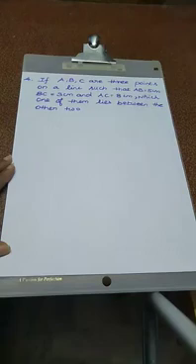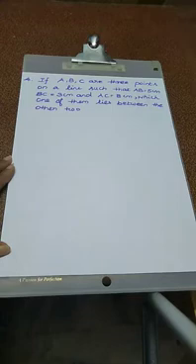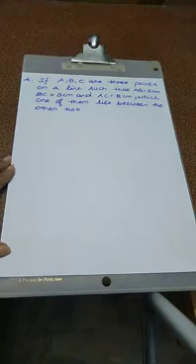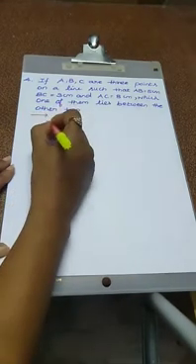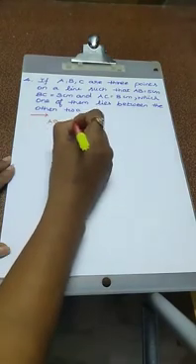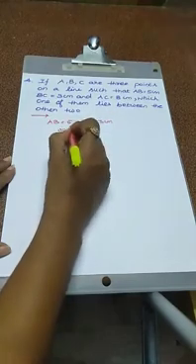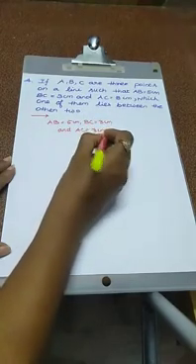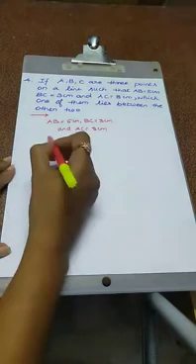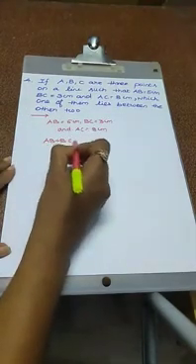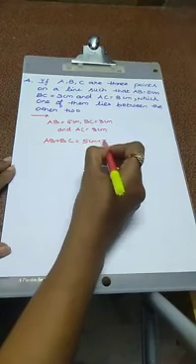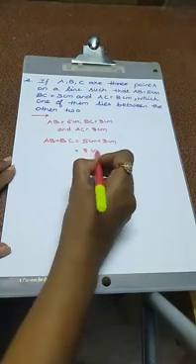Next problem: if A, B, C are 3 points on a line such that AB equal to 5 centimeter, BC equal to 3 centimeter and AC equal to 8 centimeter, which one of them lies between the other two? That is our question. First write the given, that is AB equal to 5 centimeter, BC equal to 3 centimeter and AC equal to 8 centimeter. First, we know AB plus BC is equal to 5 centimeter plus 3 centimeter, which is equal to 8 centimeter.